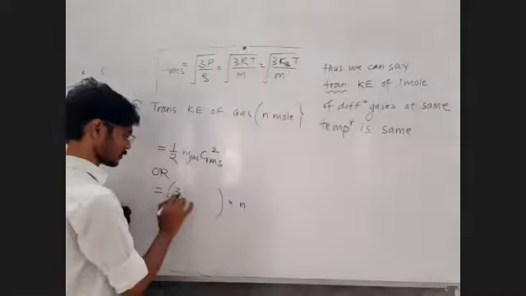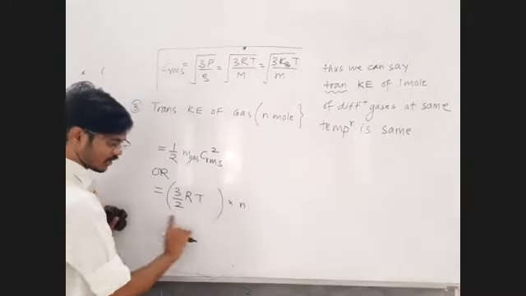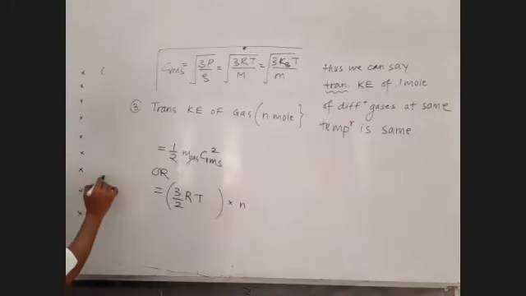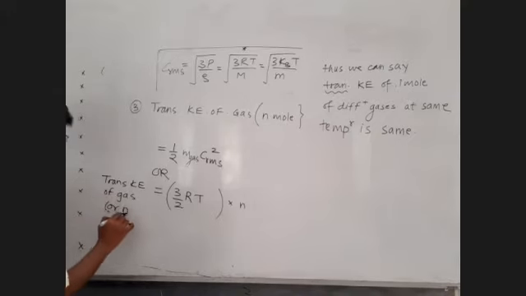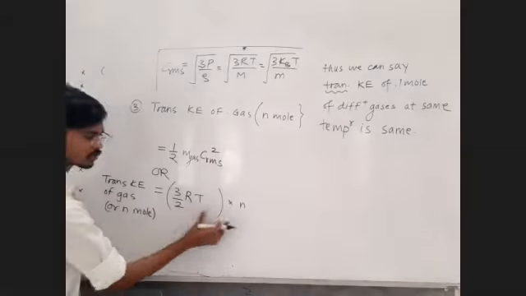Perfect. It is 3 by 2 RT. This is the translational kinetic energy of 1 mole. So n moles will give you the translational kinetic energy of the gas. Gas means n moles. The kinetic energy of one mole, into n.